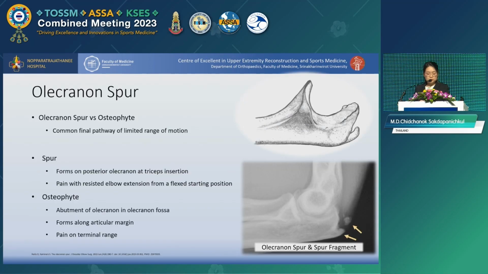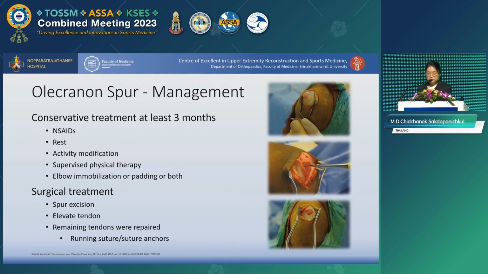The difference between the spur and osteophyte is that spurs form at the area of triceps insertion and can be fractured during traction injury, while osteophytes form along the articular margin and are the abutment of the olecranon and the olecranon fossa. Usually conservative first for 3 months and then proceed to surgery if not better. I want to emphasize that in removing the spur, the triceps tendon was elevated to expose the spur. So make sure to repair the triceps tendon back to its insertion to stop the tear progression.